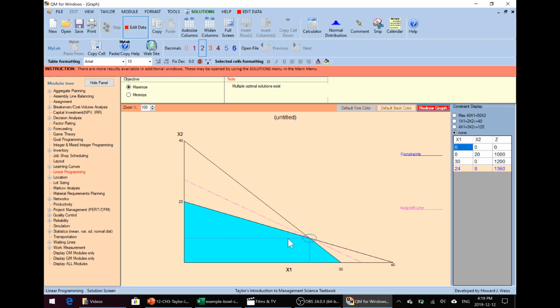I recommend that you download this QM for Windows from the book and use it. You can test your ideas. You can see how it varies.